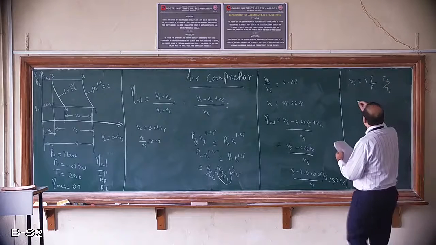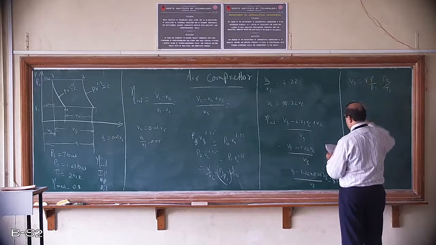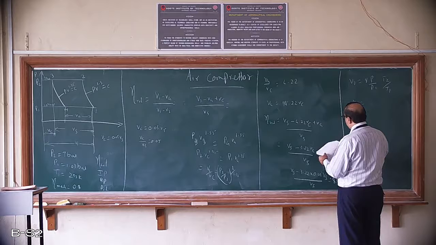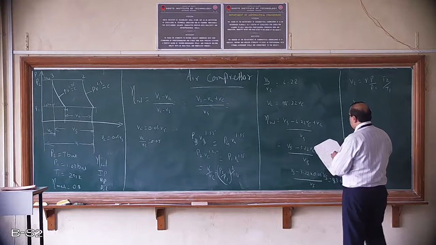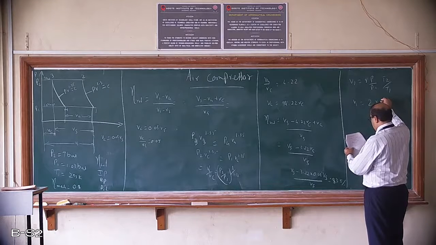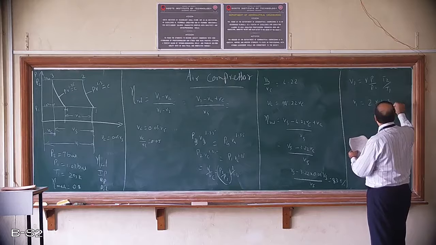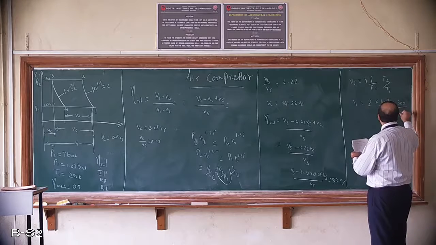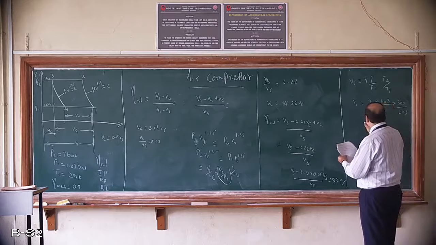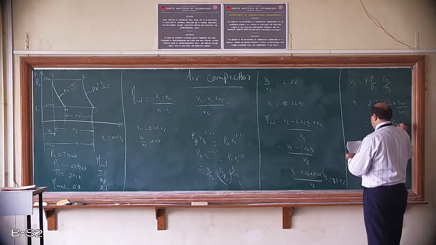So V1 is equal to, what is V given in the problem as 2 meter cube free, that is 2 meter cube, 2 into 1.03, P1 is 1, into 300 divided by T1 is 293. So we get this value as V1 as 2.11 meter cube per minute.